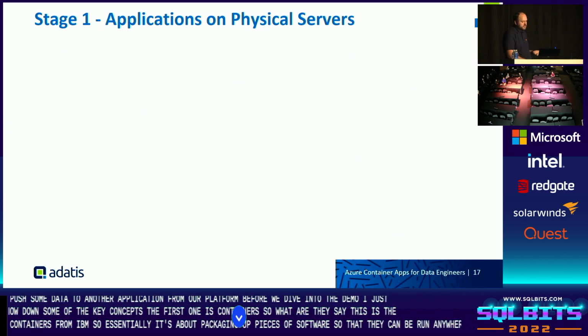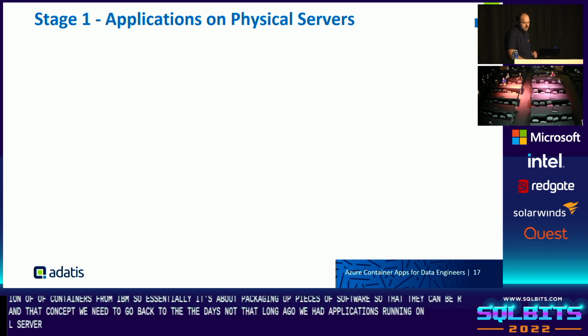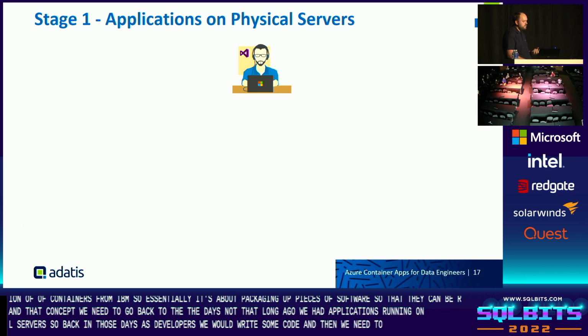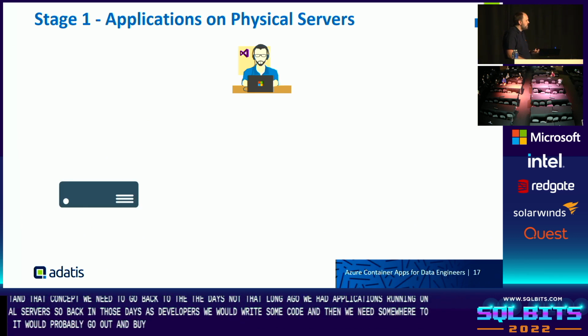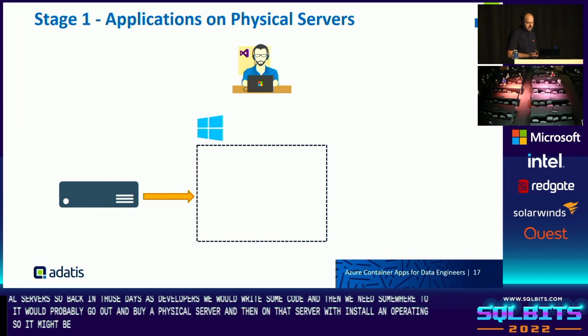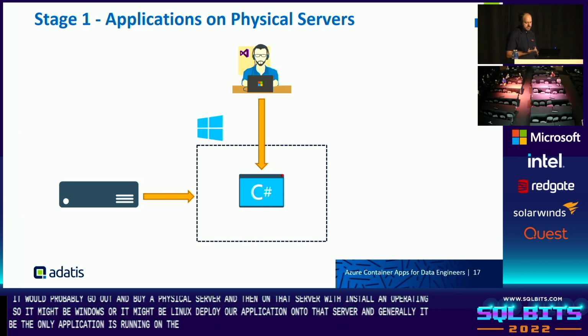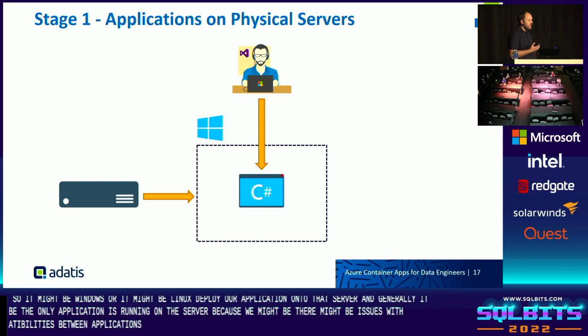To understand that concept, we need to go back to the days not that long ago, where we had applications running on physical servers. Back in those days, as developers, we would write some code, and then we'd need somewhere to deploy it. So we'd probably go out and buy a physical server. And then on that server, we'd install an operating system. It might be Windows or it might be Linux. We'd then deploy our application onto that server. And generally, it would be the only application running on the server, because there might be issues with incompatibilities between applications, or applications having different dependencies or different performance requirements.